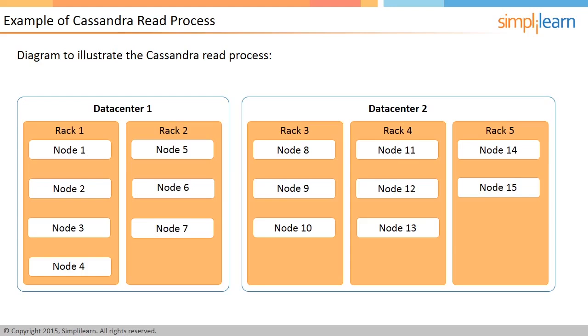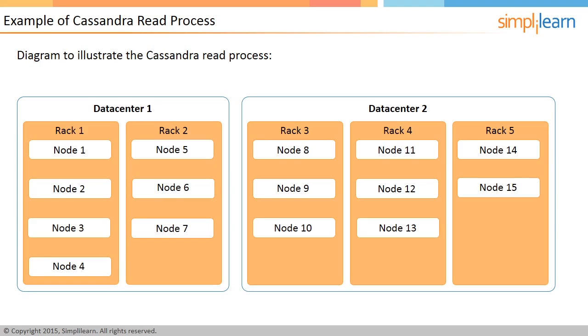The Cassandra read process is illustrated with an example on this screen. The diagram explains the Cassandra read process in a cluster with 2 data centers, 5 racks, and 15 nodes. Let us place data row 1 in this cluster. Data row 1 is a row of data with 4 replicas.